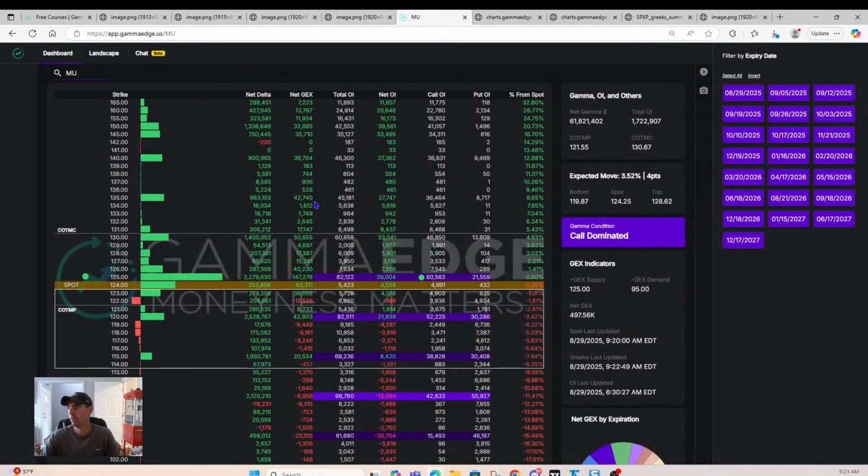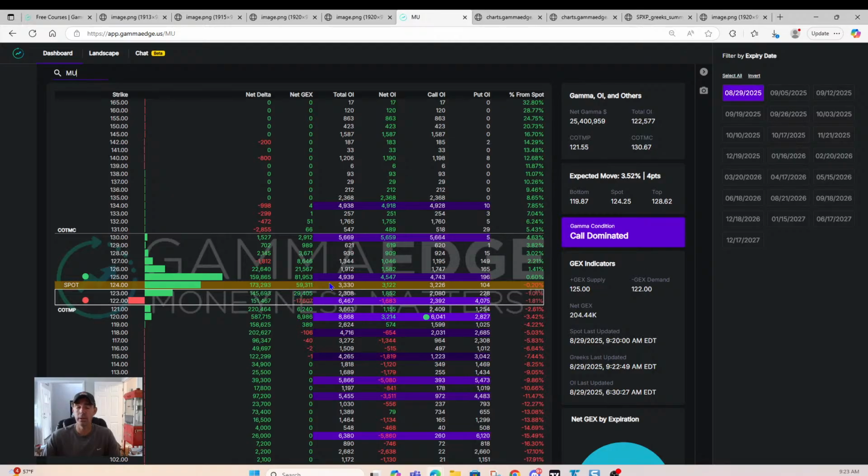MU, let's check out MU. Call dominated, transition a little bit wider, but above and below spot price, 125 PGX COI. So you're going to need a lot of volume to get through that 125 area, and then you see COTMC at 130.